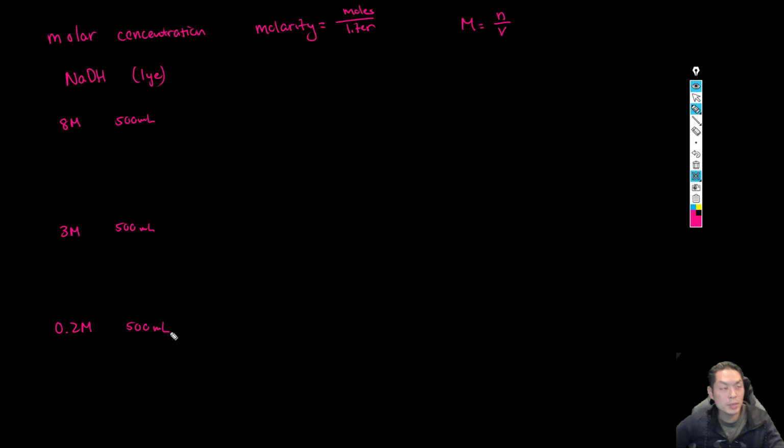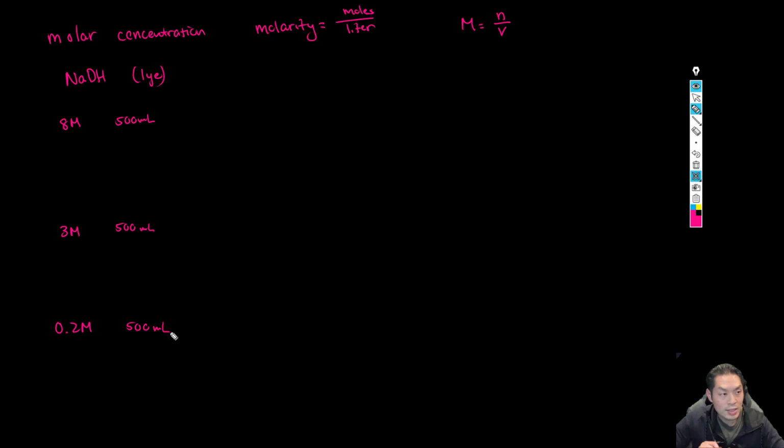And what I'm going to do is 2 different ways of getting the 3 molar and the 0.2 molar solutions. I'm going to do one as just making it straight from solid NaOH. And then I'm going to do a dilution. So hopefully I can do 2 things with this video.